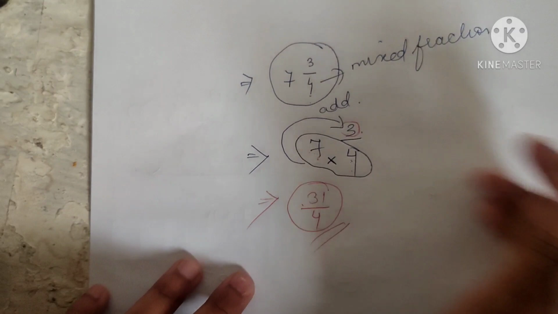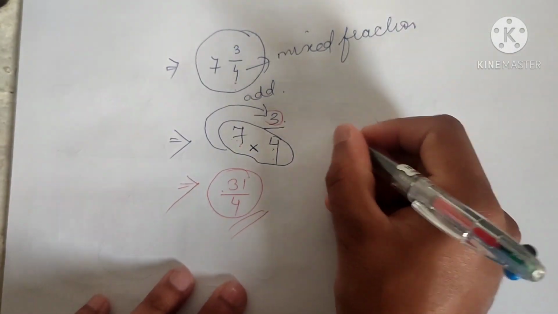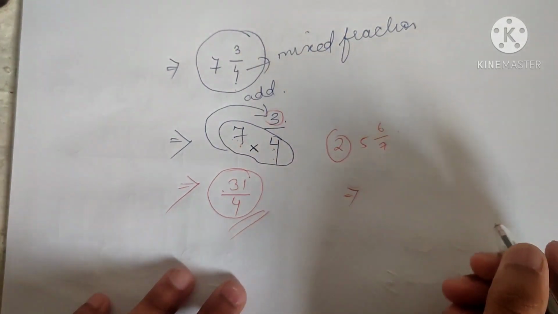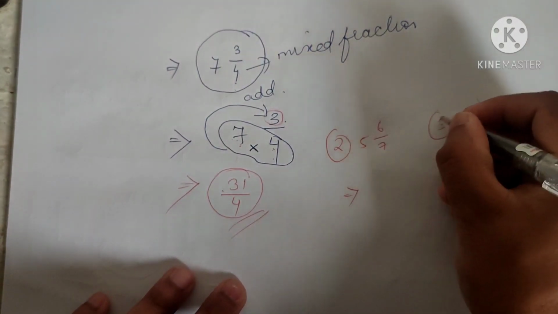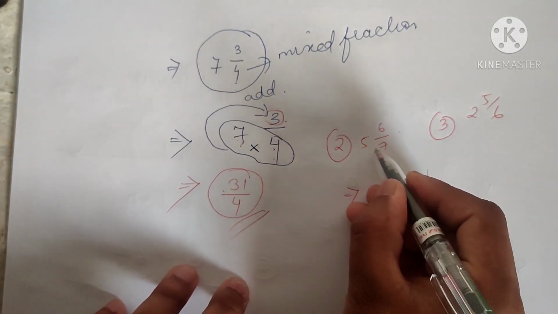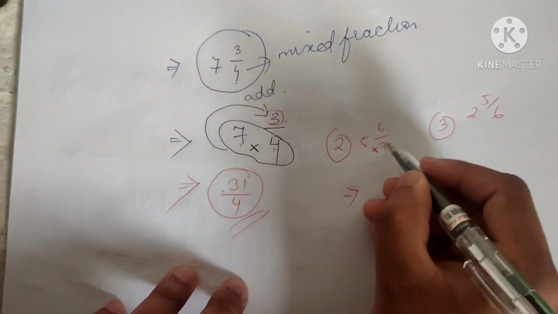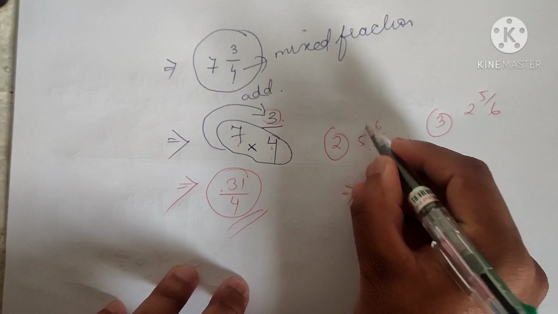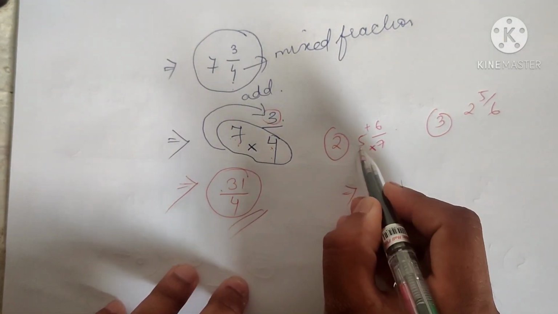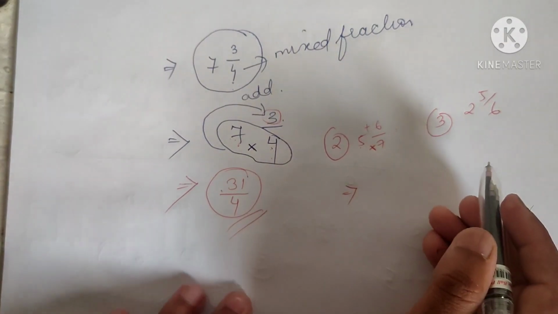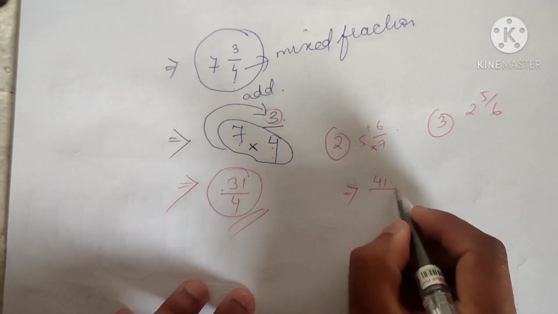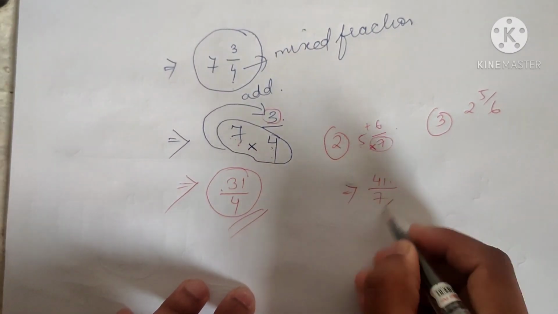Okay, I'll solve 2 more questions for you, like 5 6 by 7. You are having 5 6 by 7. Number 3 is 2 5 by 6. What will you do? First you have to multiply these two, isn't it? So you will multiply, and then whatever answer you get here, you have to add with 6. So what is this? 7 5s are 35. 35 you are getting, plus 6, how much? 41, isn't it? 35 plus 6 is 41. So you write 41, and the denominator is 7, so you write 41 by 7 is your answer.